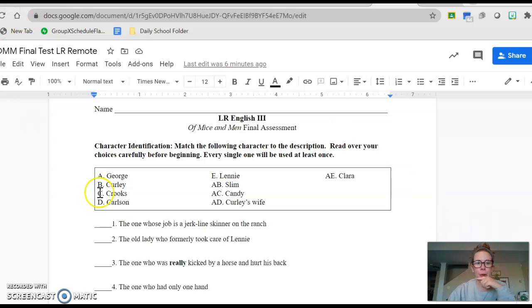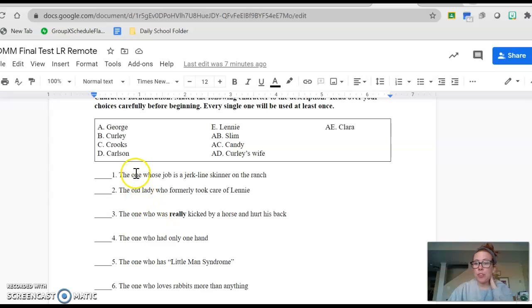So here we go. A is George. B is Curly. C is Crooks. D is Carlson. E is Lenny. AB is Slim. AC is Candy. AD is Curly's wife. And then AE is Clara. And that's Aunt Clara. All right, so you need to put the letter or the name of the character next to their description.